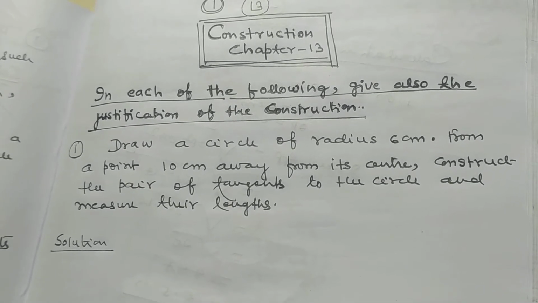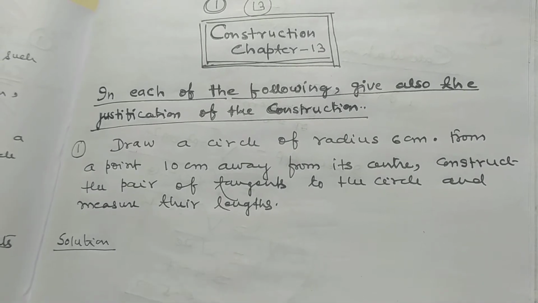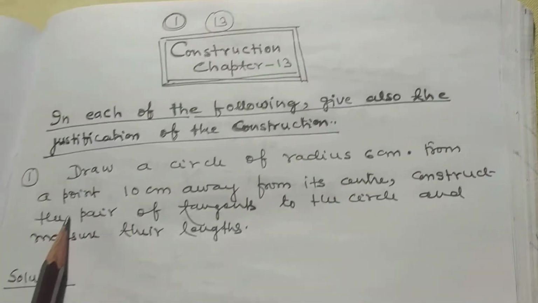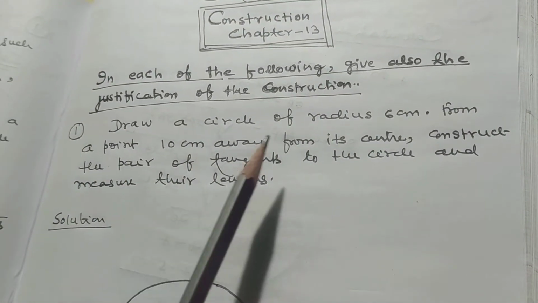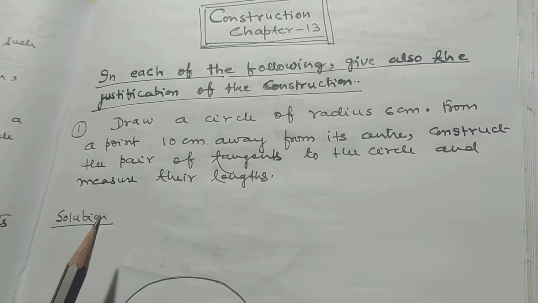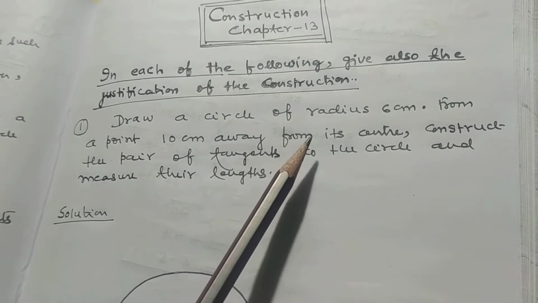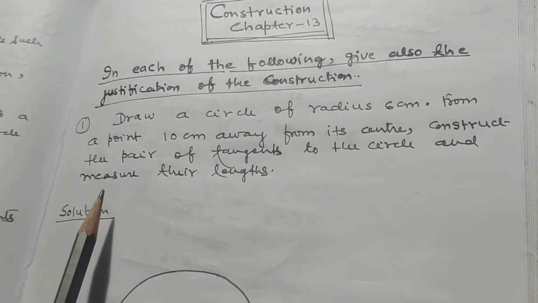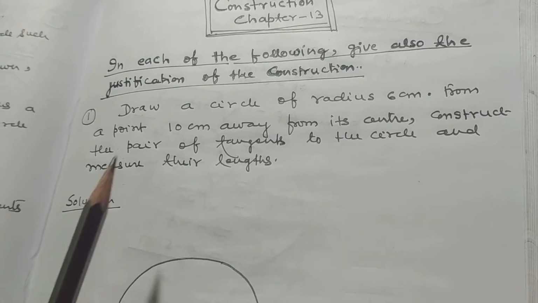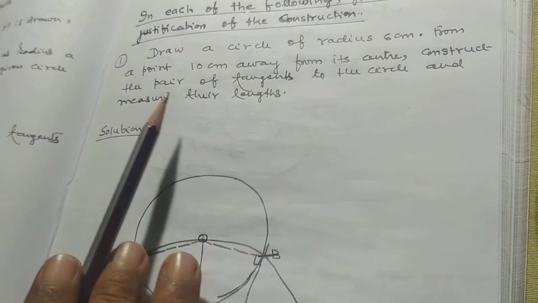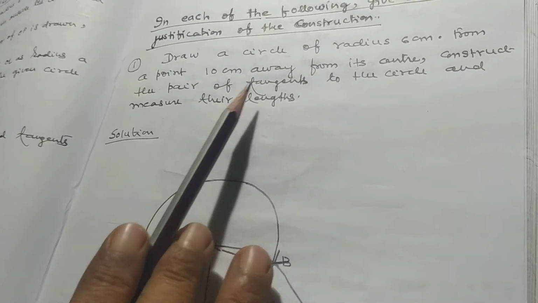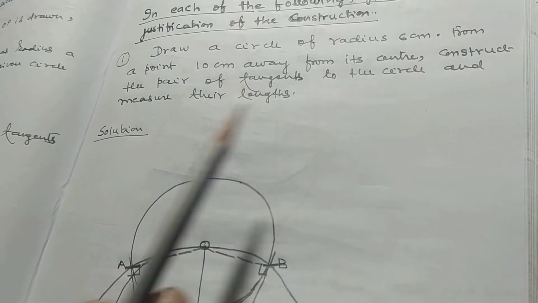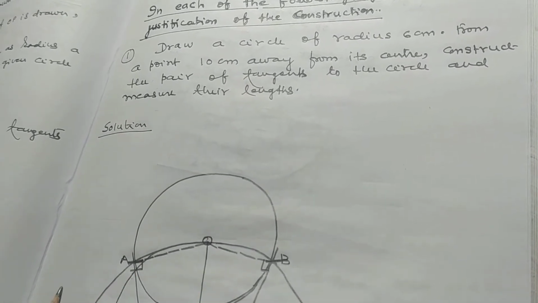Again I want to recall you, when you will write steps, you must write in passive voice. Problem number 1. Draw a circle of radius 6 cm from a point 10 cm away from its center. Construct the pair of tangents to the circle and measure their lengths.